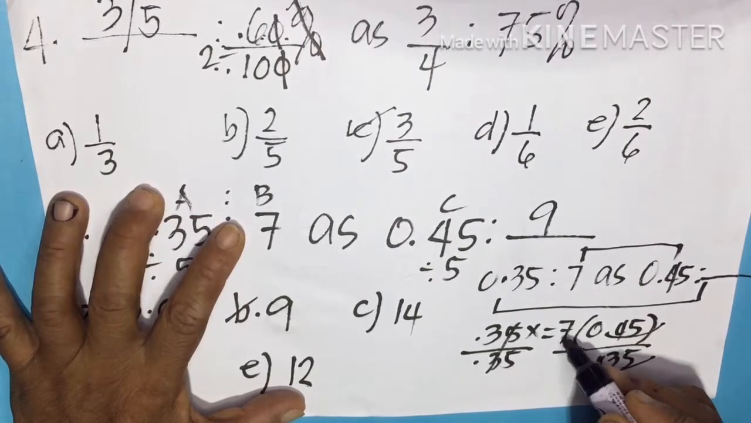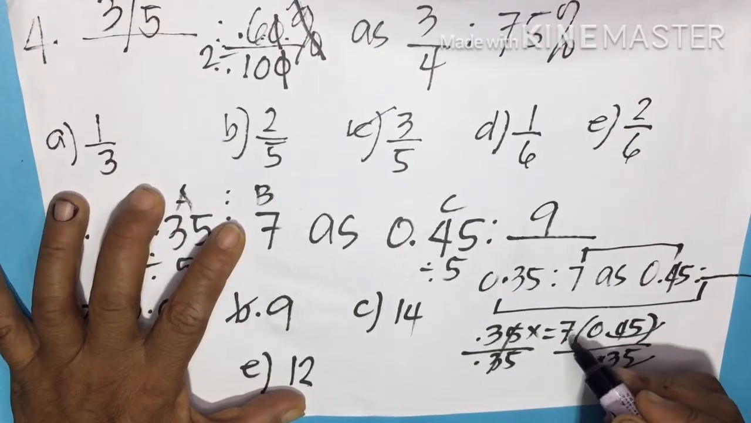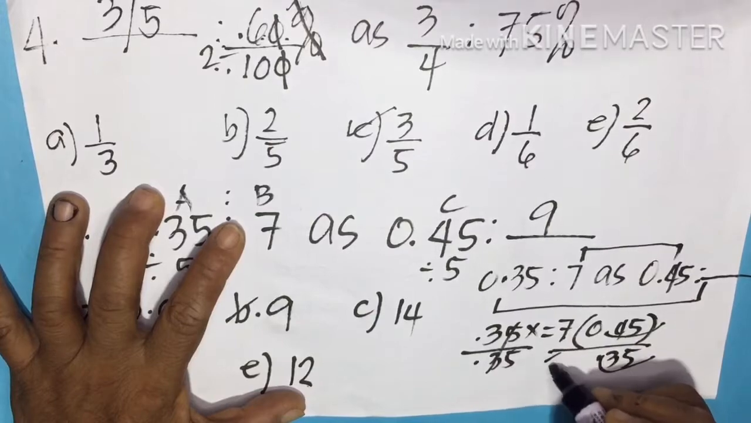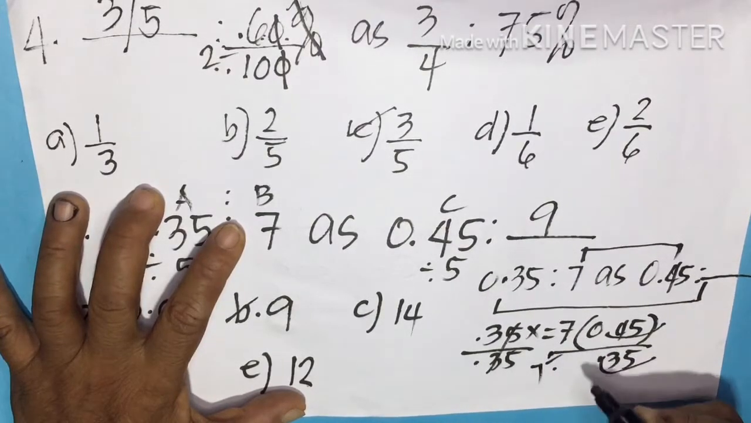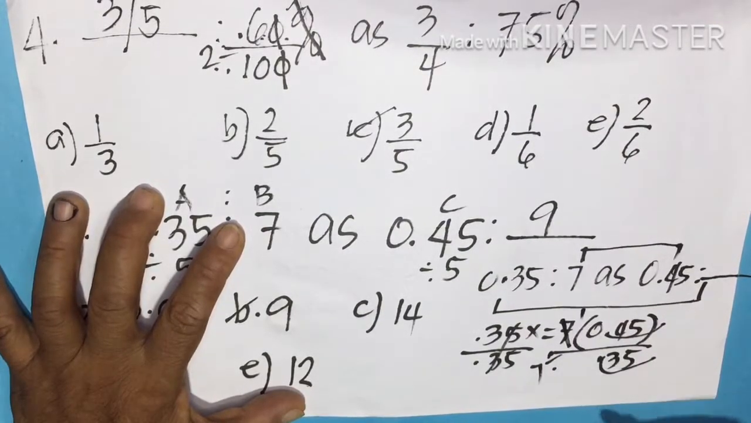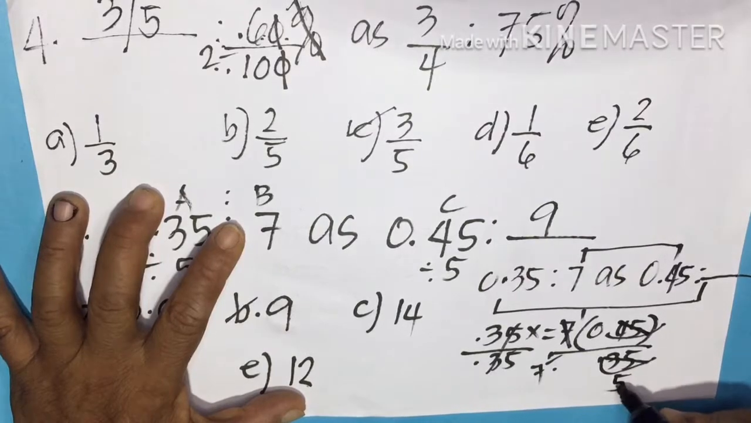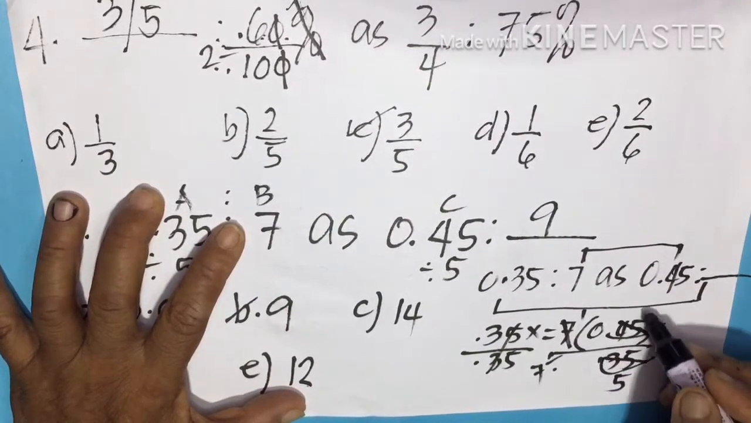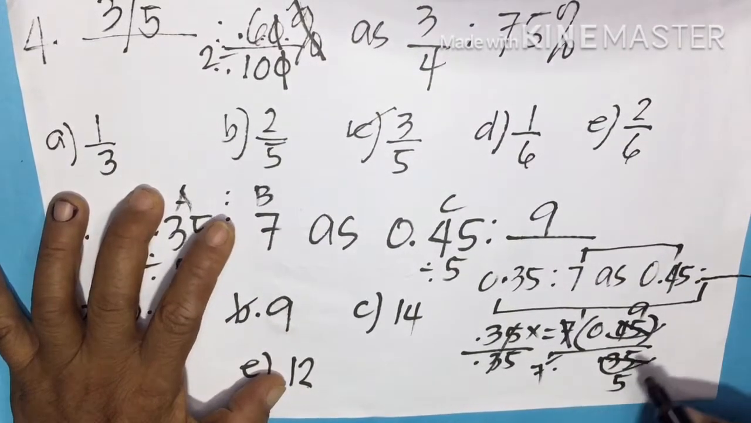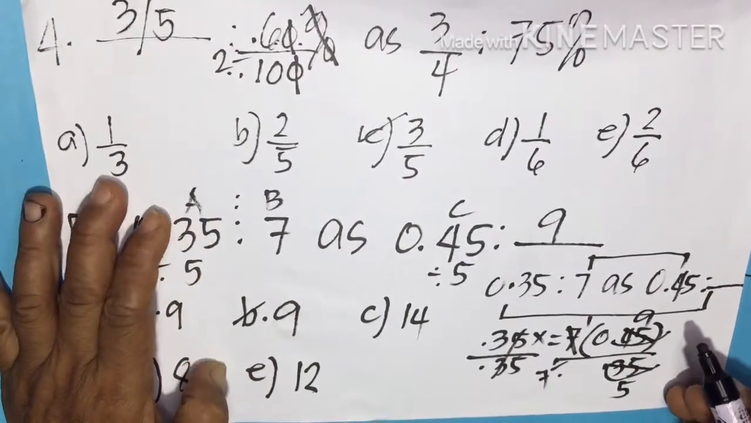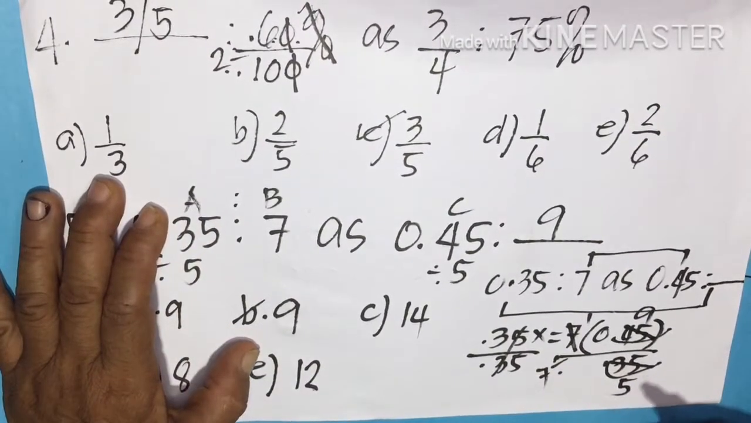So 7 can be divided by 7. So that is 7. So 7 divided by 7, that is 1. 35 divided by 7, that is 5. And 45 can be divided by 5, which is 9. So therefore, your final answer is letter B, which is 9.